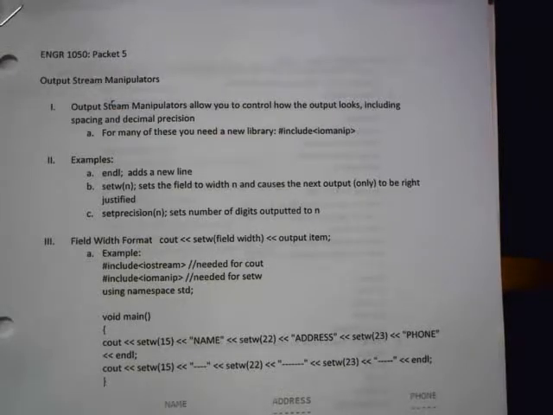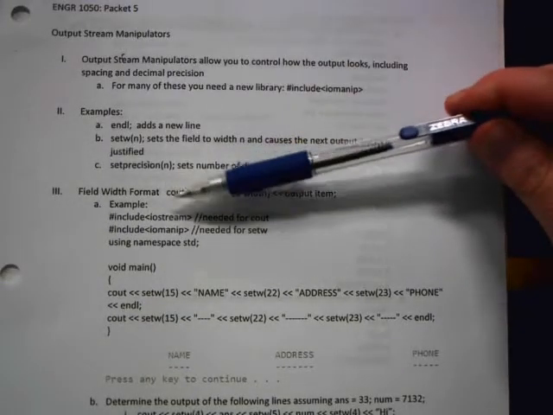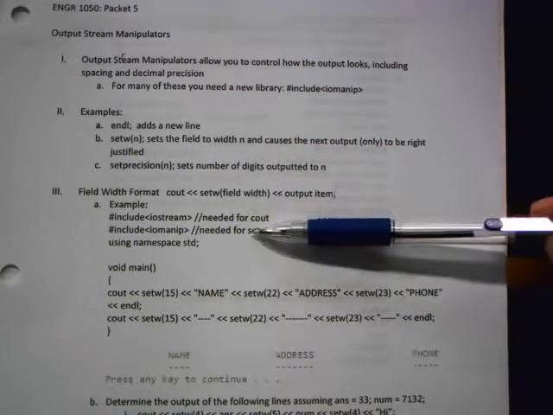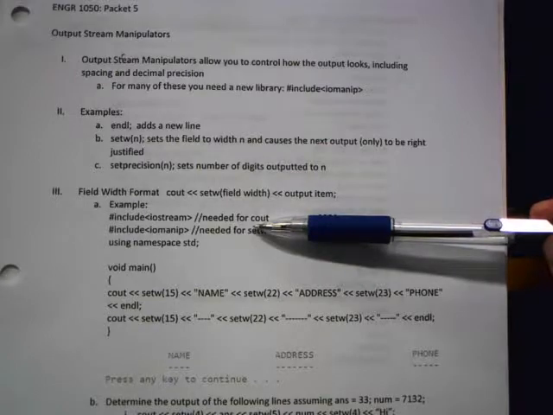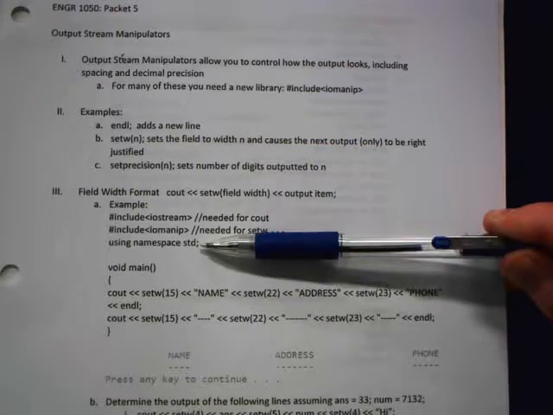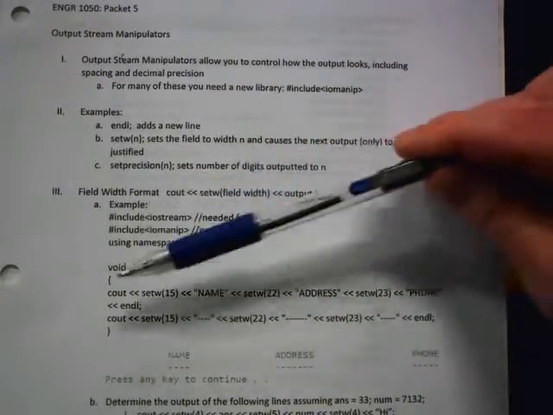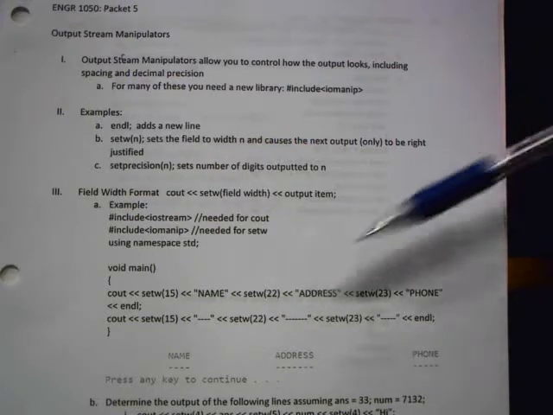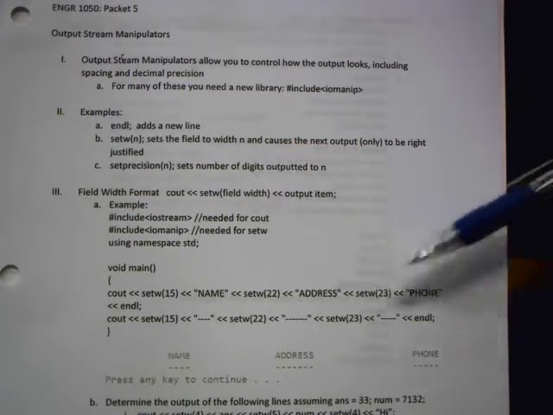All right, so here's a nice little program here. We have include iostream. We've been using iostream already a lot. That's for cin and cout. But here's a new one, include iomanip. And then using namespace std, void main, cout, setw(15) name, and then setw(22) address, setw(23) phone.